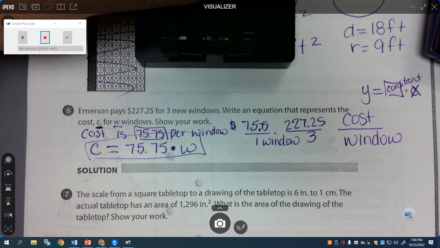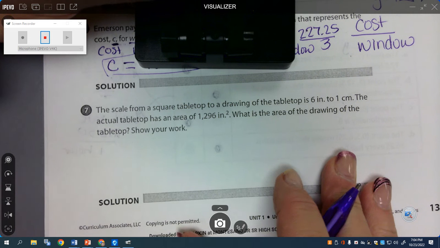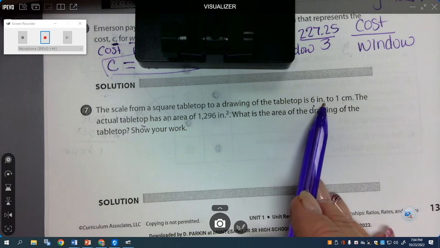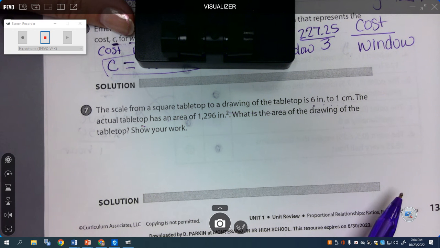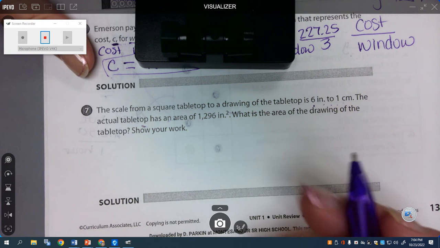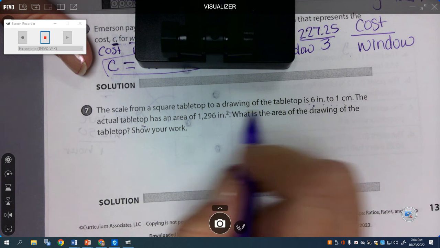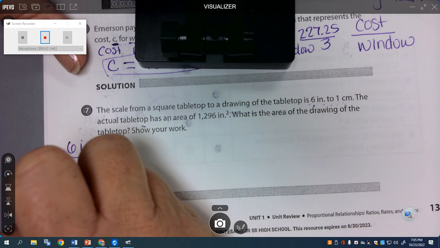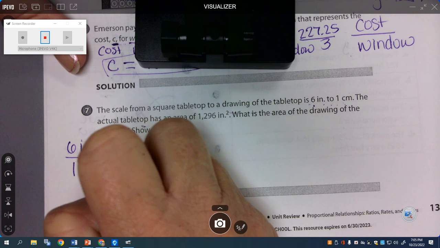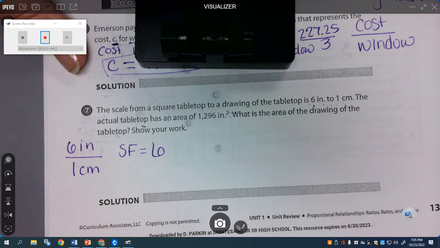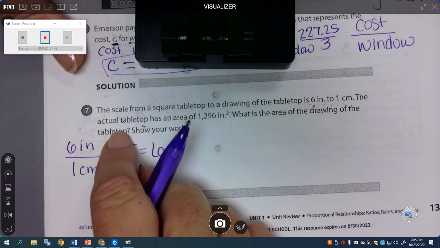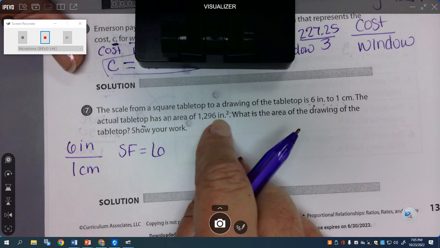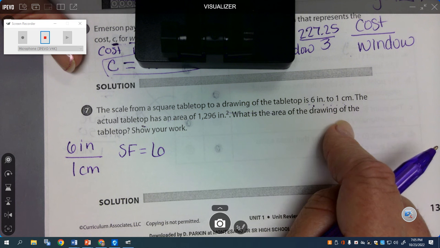Okay. Last but not least, number 7. The scale from a square table to a drawing of the tabletop is 6 inches to 1 centimeter. Bam. All right. So ready? This is 6 inches to 1 centimeter, so this is the actual over the drawing. So therefore, our scale factor is 6. The actual tabletop has an area of 1,296 inches squared. What is the area of the drawing of the tabletop?